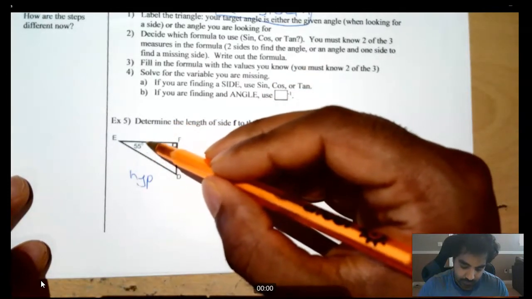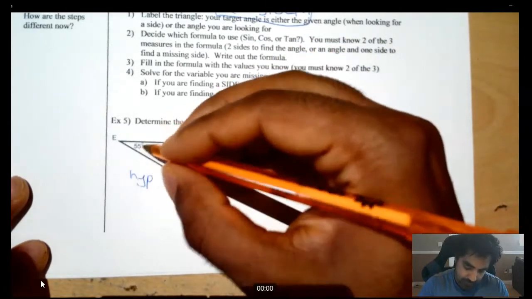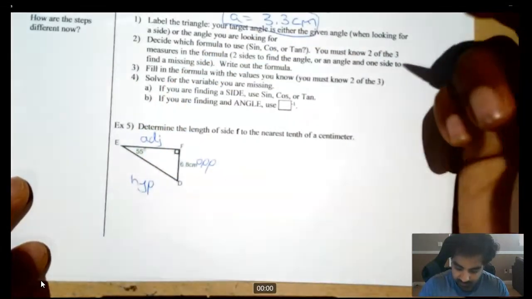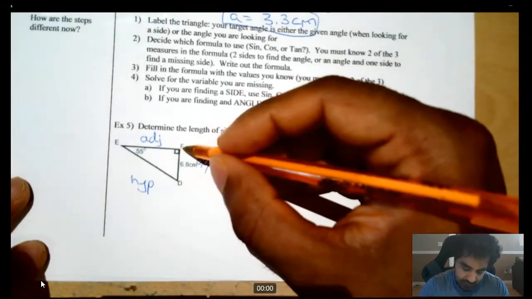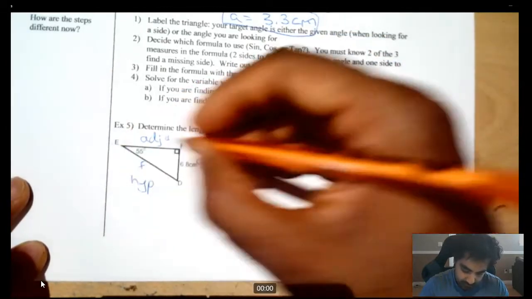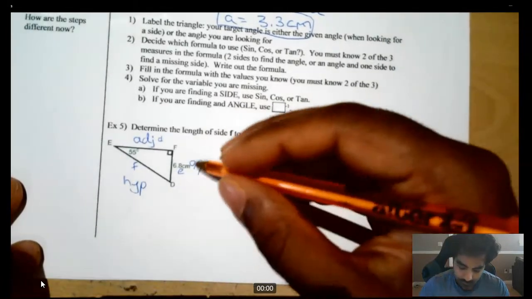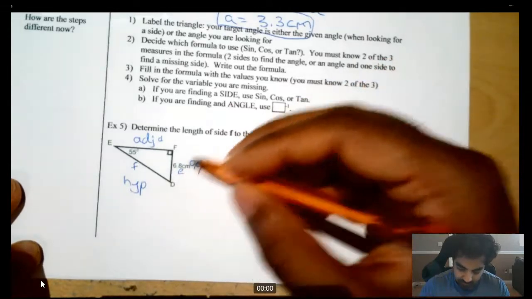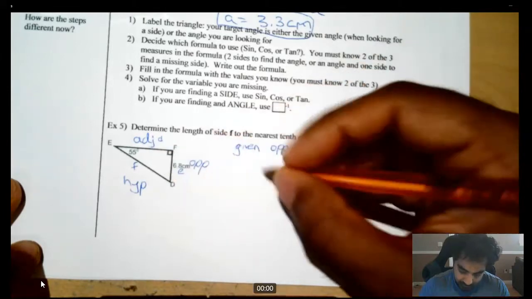Across from the reference angle is the opposite, and right next to the reference angle is going to be the adjacent. We're using this because this is the angle that we're given. And you know that side F is going to be across from angle F. So this is F, this is side D, and this is side E. Okay, so now what you're going to do is simply say, what values am I given? I'm given the opposite. I'm given the angle.